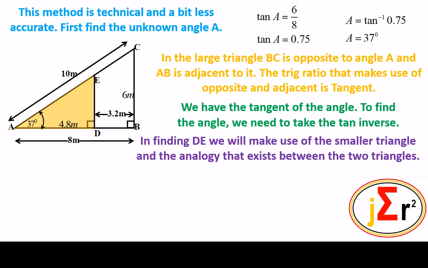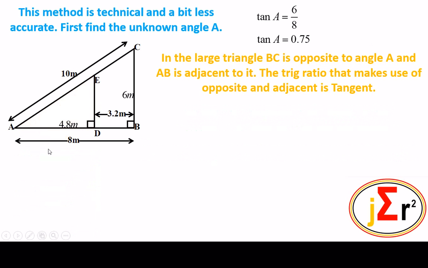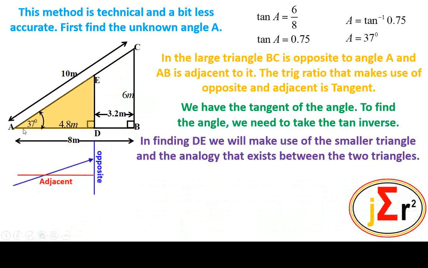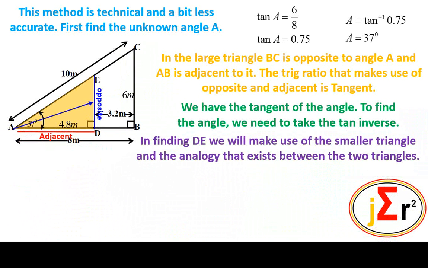There's an analogy between the two triangles in the same way. Opposite over adjacent. Let us reflect on that quickly. See that? Opposite over adjacent. We will have again opposite over adjacent, like that. In finding DE, we will make use of the smaller triangle and the analogy that exists between the two triangles. Opposite over adjacent again, and that is equal to tangent of the same angle.